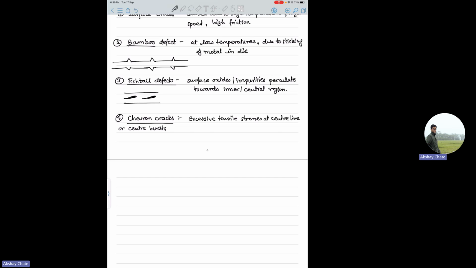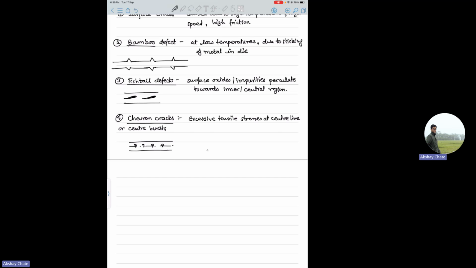Okay, and these are very difficult to detect, because if there is any crack at the center, and it is not at the periphery or the surface, you will not be able to detect them. So usually it looks like this, and it is not at the periphery. Okay, it is at the center line. So these are very hard to detect.